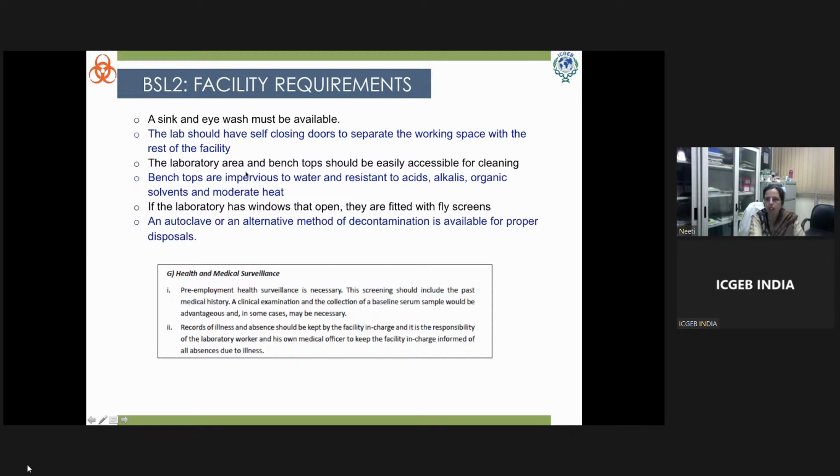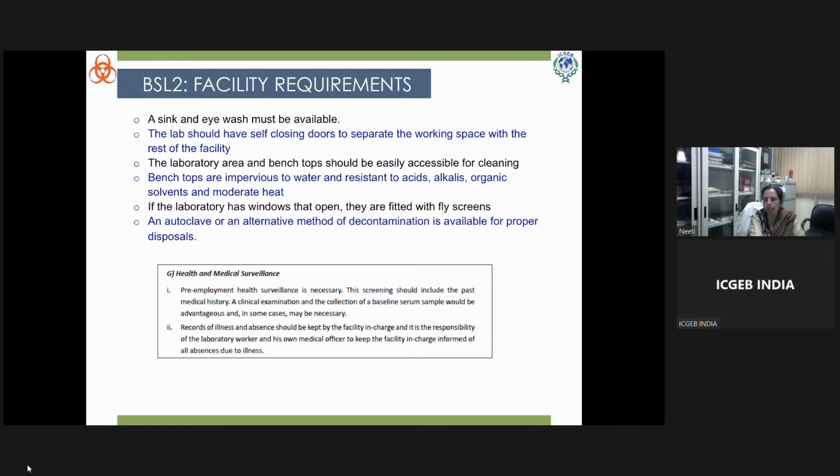The laboratory bench area should be easily accessible for cleaning. It should not be piled on with books and journals and papers and other stuff, and whatever is being used, the surface should be easily accessible for cleaning. And having said that, the bench tops need to be impervious to water and it should be resistant to acids and alkalis, otherwise the whole purpose gets lost.